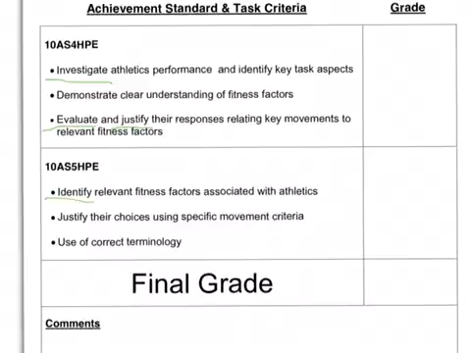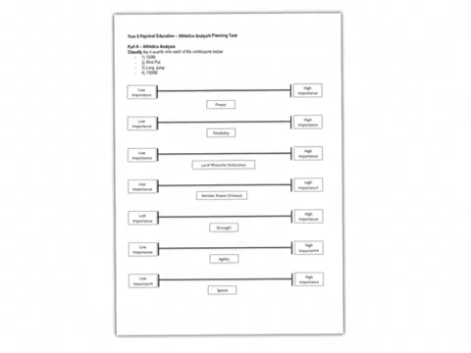Really important when you do this assignment that you use correct terminology. So when you're talking about fitness components and fitness factors, use those correct terms. So if you're talking about an athlete in the 100 metre sprint and you want to say that they need to be able to run very, very fast, rather than saying that, a good use of correct terminology would be able to say that the athlete needs a lot of speed. They need to have good speed to be able to be successful in this event.